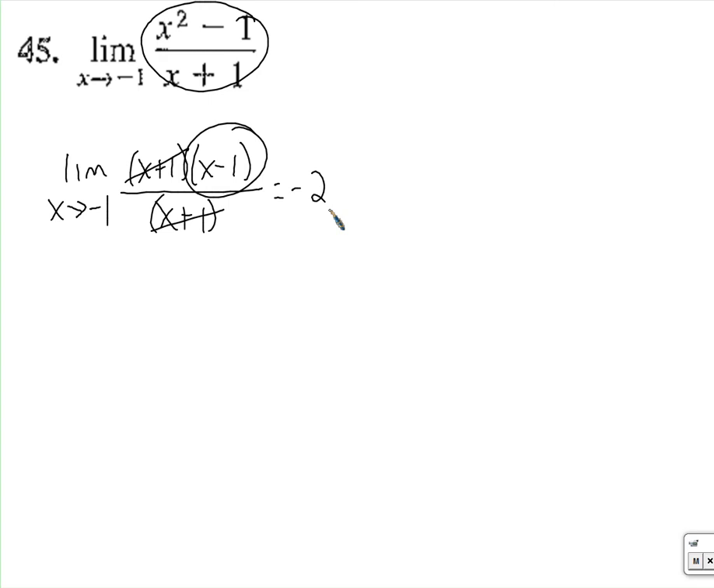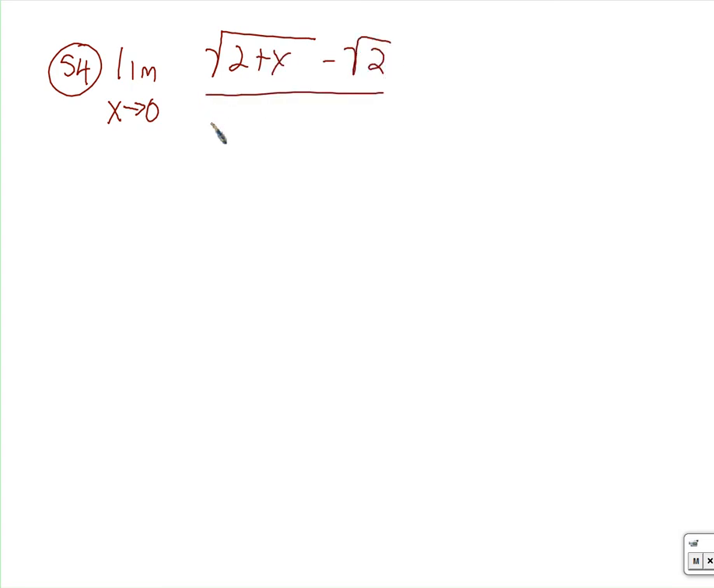Another strategy for finding limits, a skill we want to have, believe it or not. This is 54, it's not your homework, so leave it in your notes if you want. The limit as x approaches 0 of the square root of 2 plus x minus the square root of 2, over x.